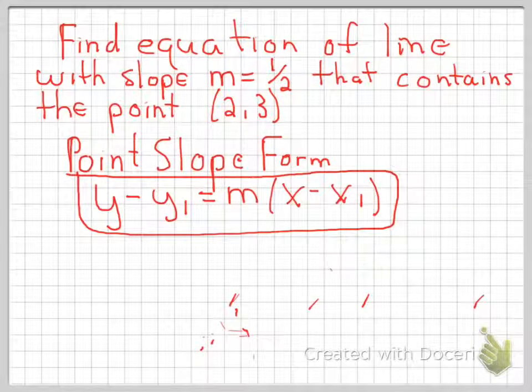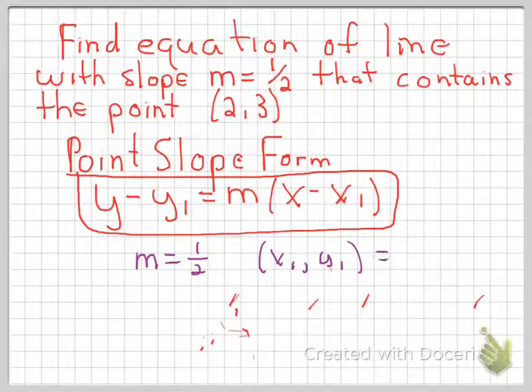The point-slope form equation of a line, where the line has slope m and passes through a point x1, y1, is y minus y1 equals m times x minus x1. In our example, m equals 1/2, and the x1, y1, the point that the line passes through, is the point 2, 3.